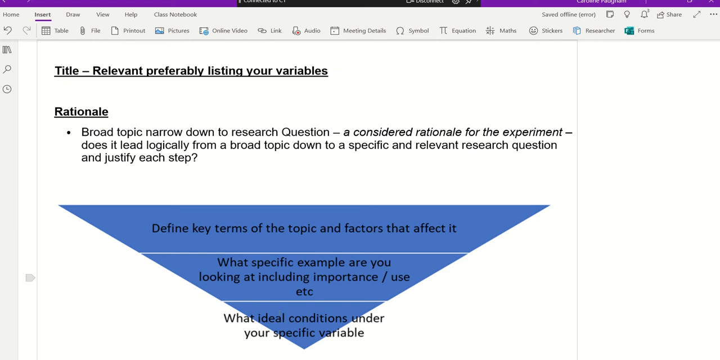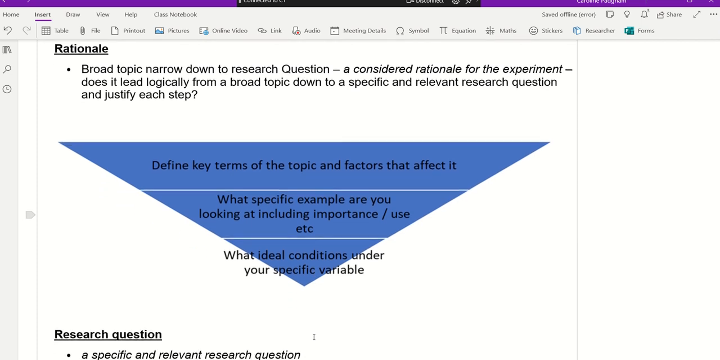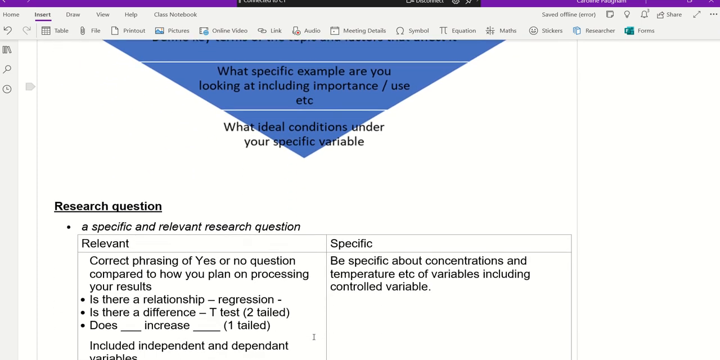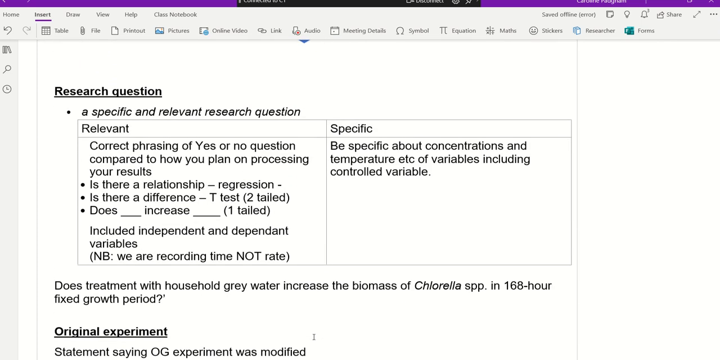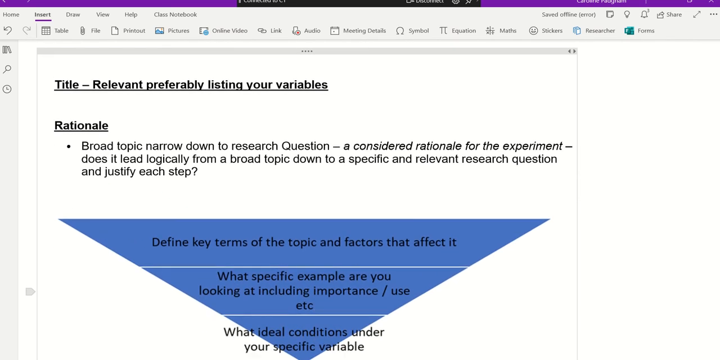Narrow it right down to your ideal conditions, and then talk about specifically your condition that you're looking at, say temperature or whatever. Okay, and then that should justify your research question. To get full marks for your rationale, it needs to be, I've sort of put it in italics here, considered rationale for the experiment. So does it logically lead from a broad topic to a specific question?